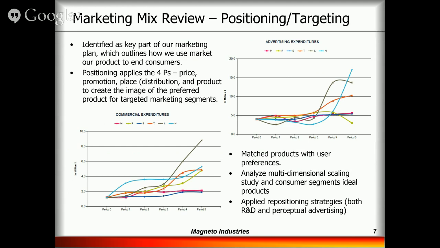Just a couple other things that I've noted here on the slides around positioning and targeting. Really, positioning applies to the 4 Ps, the preferred product for the targeted marketing segments. These two slides that you'll see here from MarkStrat show, from an expenditures perspective, where I was spending the commercial and advertising dollars compared to the other firms. In terms of expenses, you'll see I was on the lower end of that.